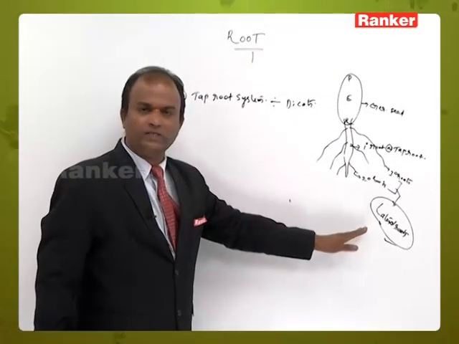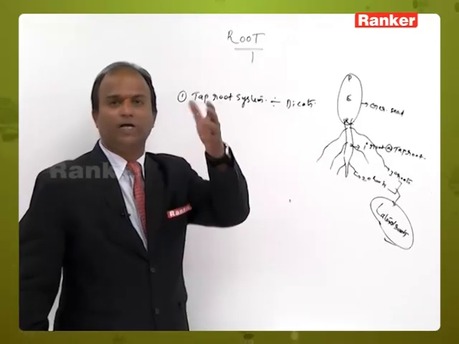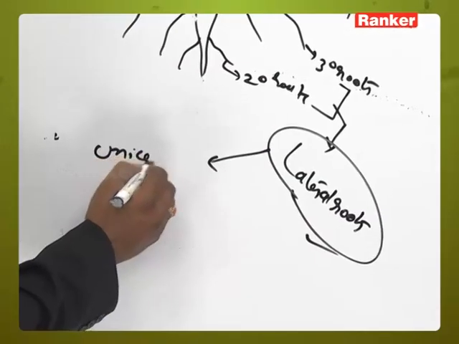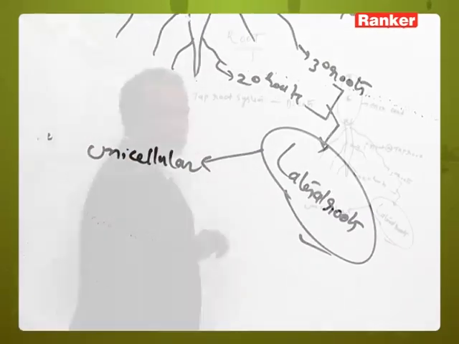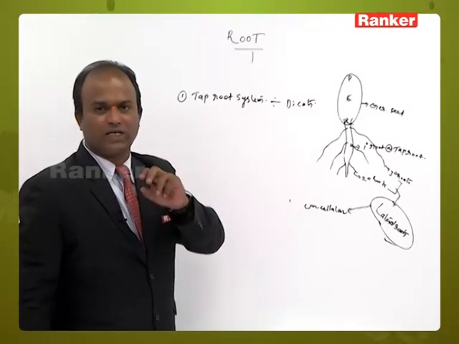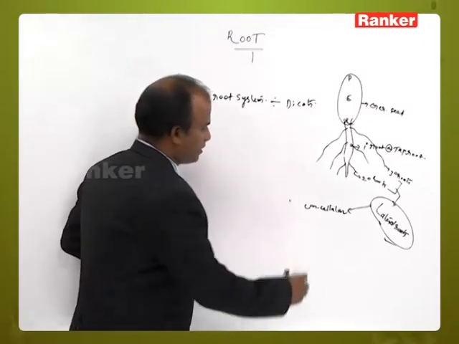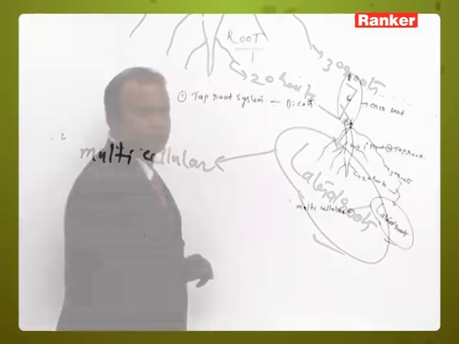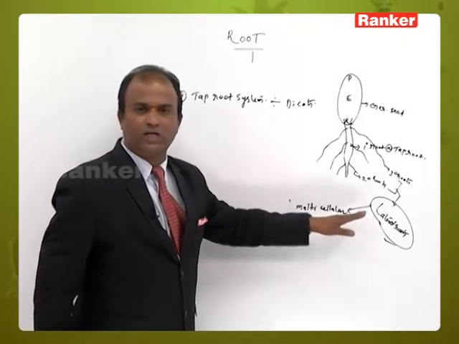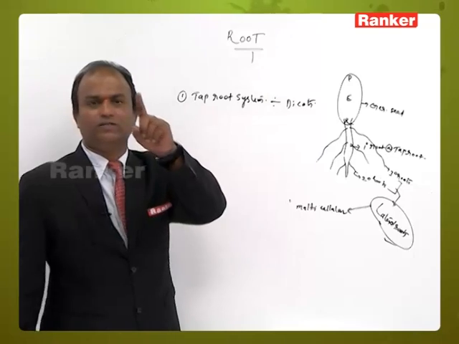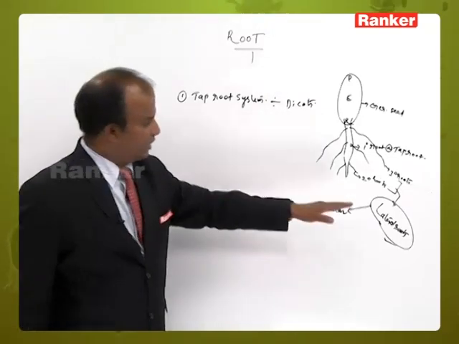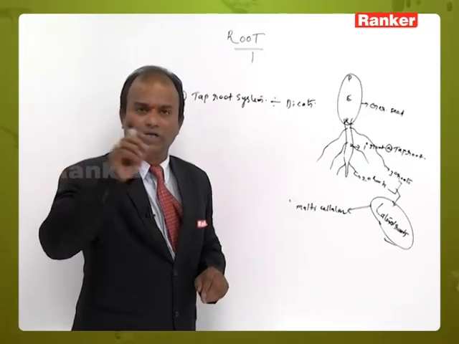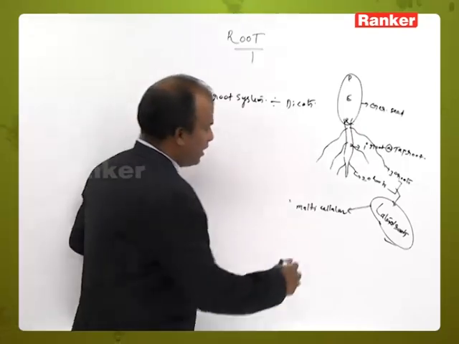Now, are these lateral roots unicellular or multicellular? If you say they are always unicellular, that is the wrong option. They are multicellular. It is the root hairs that are unicellular, whereas the lateral roots are multicellular. Do they develop endogenously or exogenously? They develop endogenously.